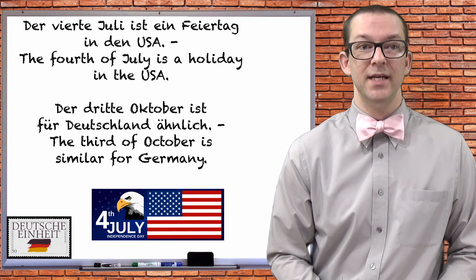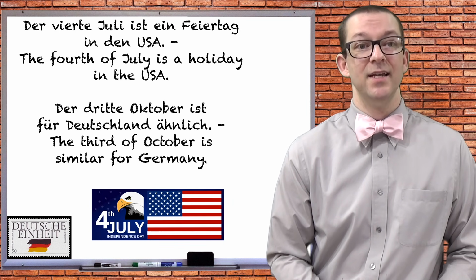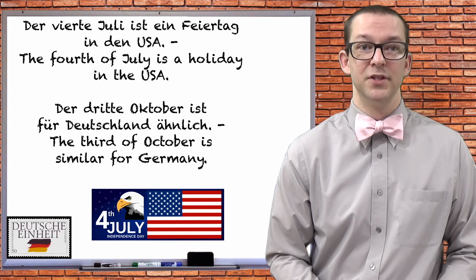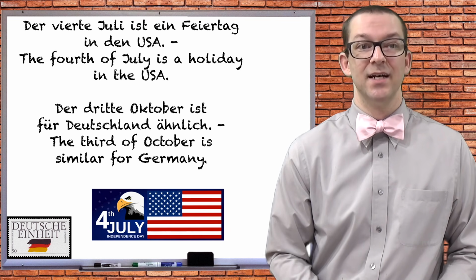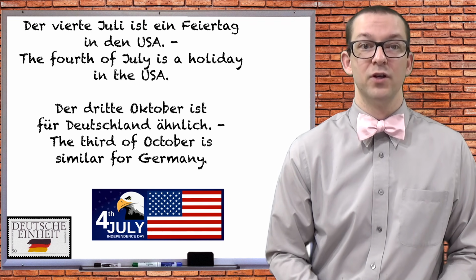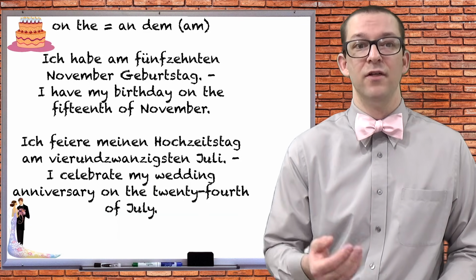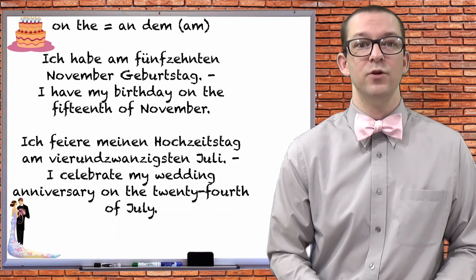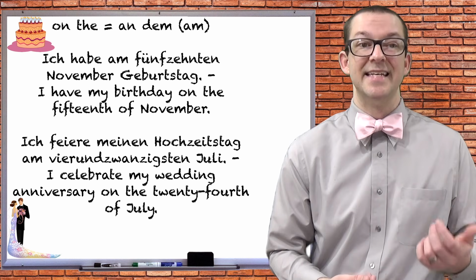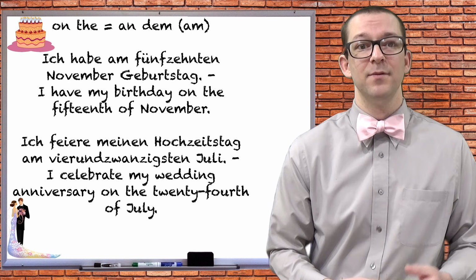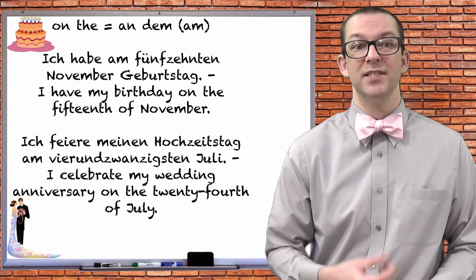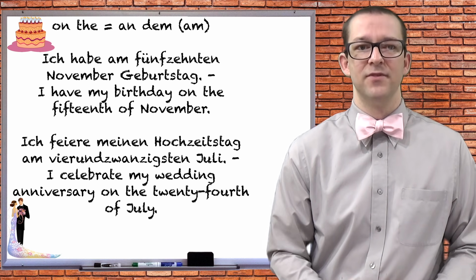Der 4. Juli ist ein Feiertag in den USA. The 4th of July is a holiday in the USA. Der 3. Oktober ist für Deutschland ähnlich. The 3rd of October is similar for Germany. If you want to say on the followed by a date in German, you use the preposition an plus dem, and then the ordinal number with an N at the end. An plus dem are usually shortened to just am. Here are a few examples of that.